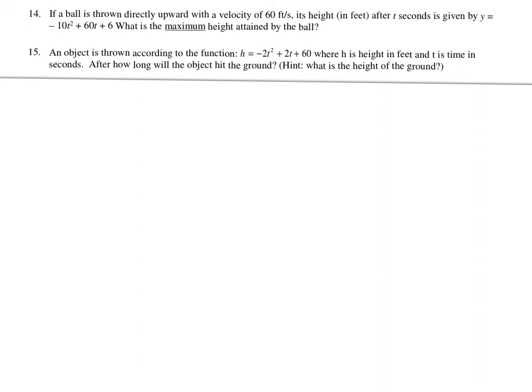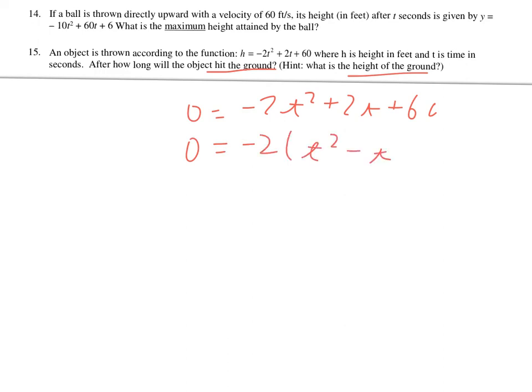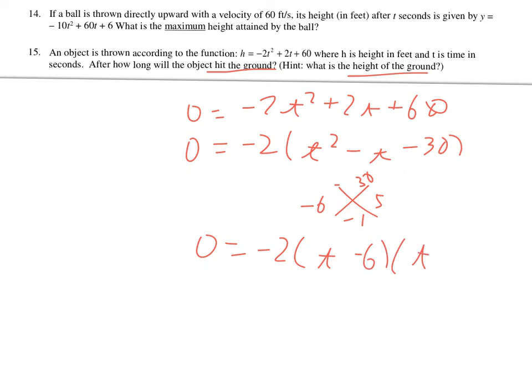All right, this one's asking how long until the object hits the ground. So what's the height of the ground? Well, I would say the height of the ground is 0. So it looks like we're finding x-intercepts here, so I'm going to factor. I would first do a GCF here. I would actually take out a negative 2, which would switch this to t squared minus t minus 30. And then we're just going to factor it, multiplying to negative 30 and adding to negative 1, which would be 6 and 5 with a negative 6. And so then we can rewrite it as t minus 6 and t plus 5.